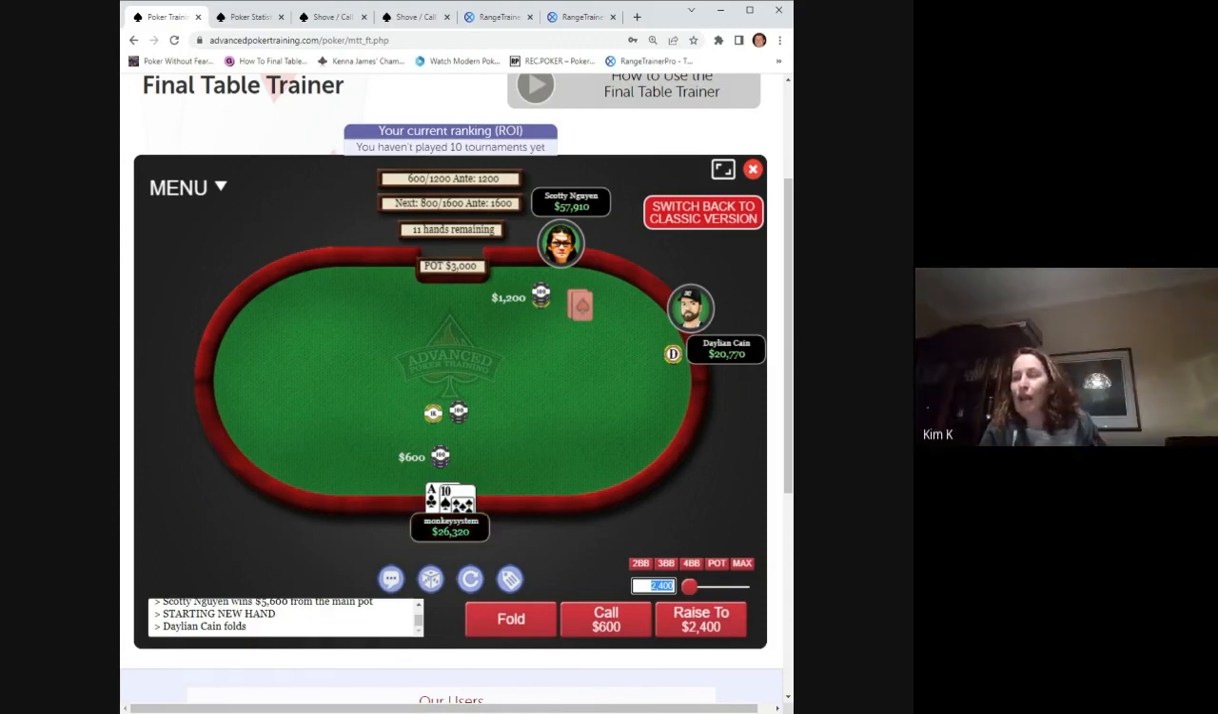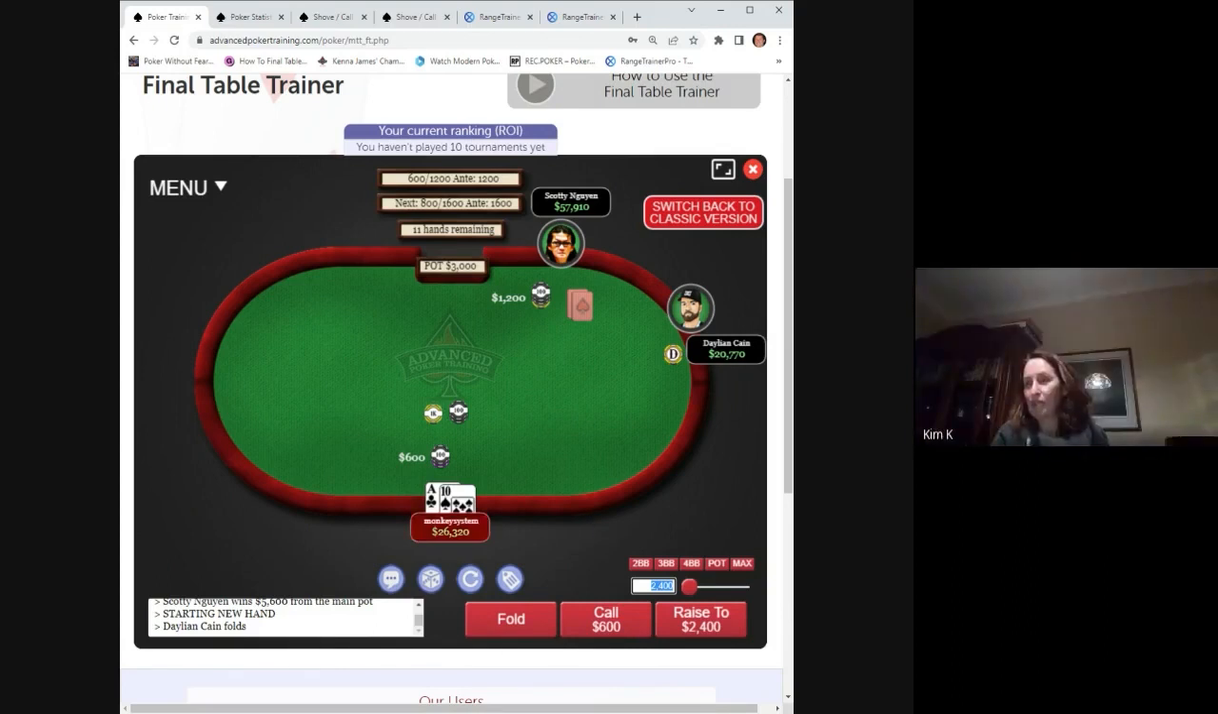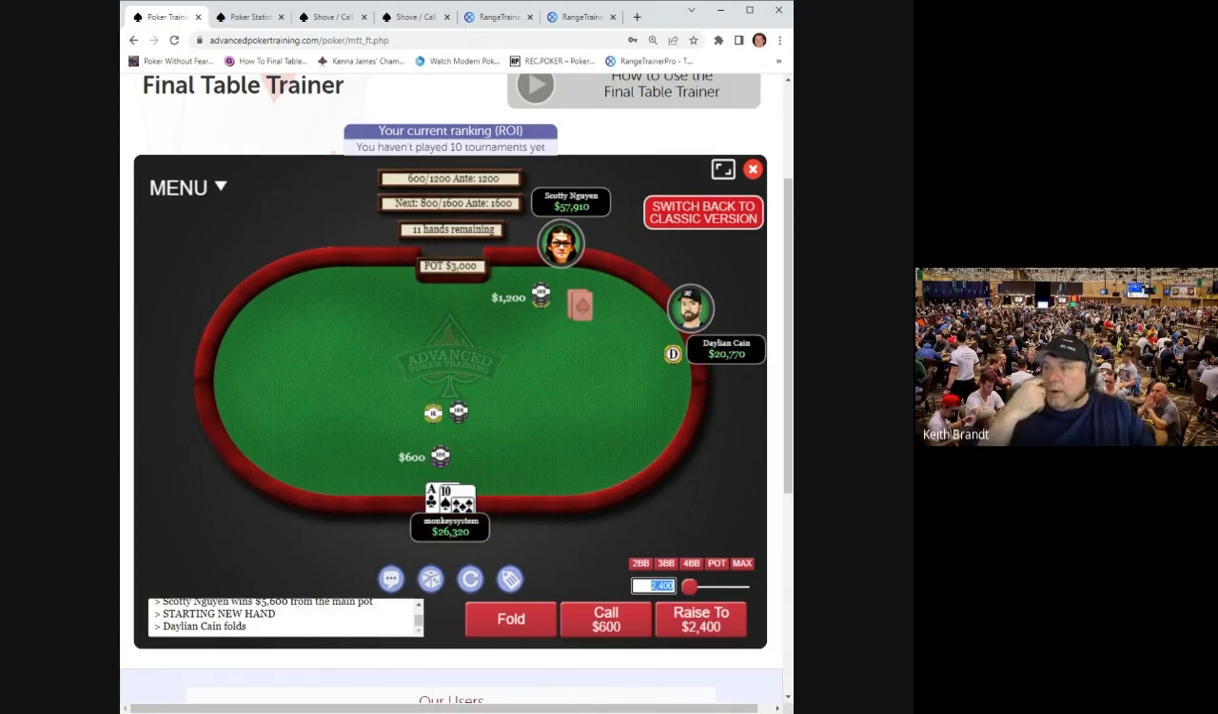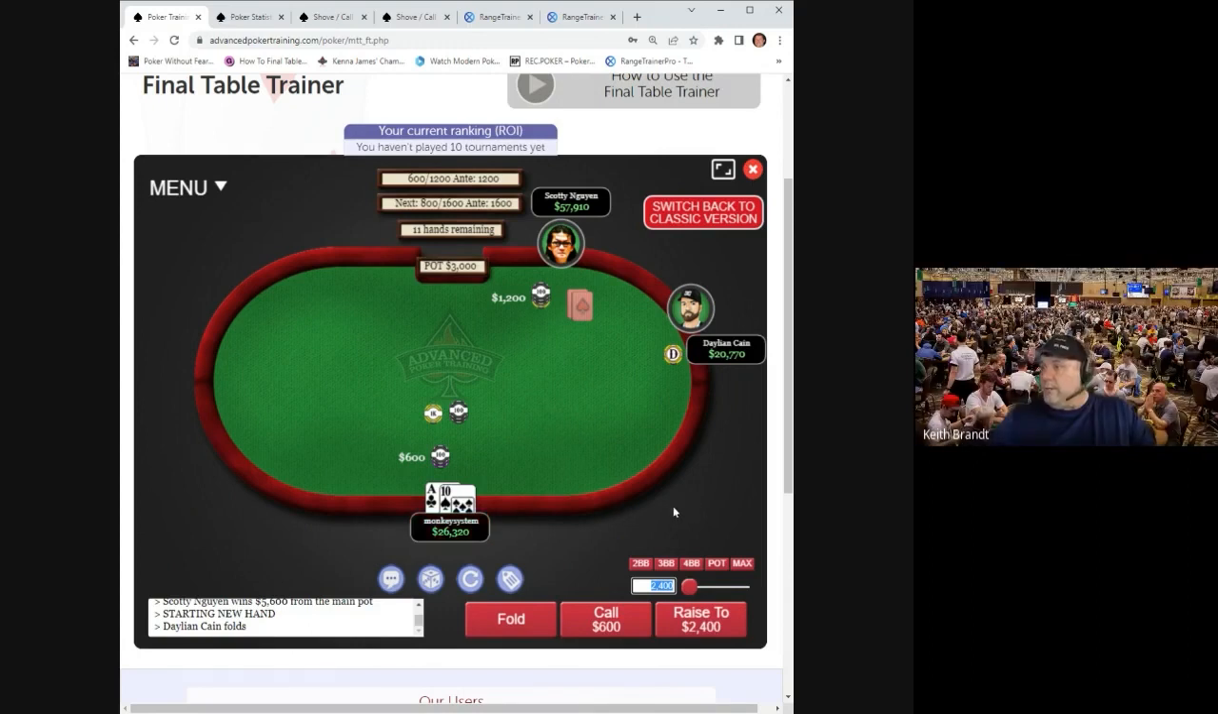The thing is, if we limp, he can raise all kinds of stuff. If he just checks, we're out of position. We could jam this hand, being as we're going to be out of position for it. And it's 20 big blinds. No, what do we have? We've got 23, 22.